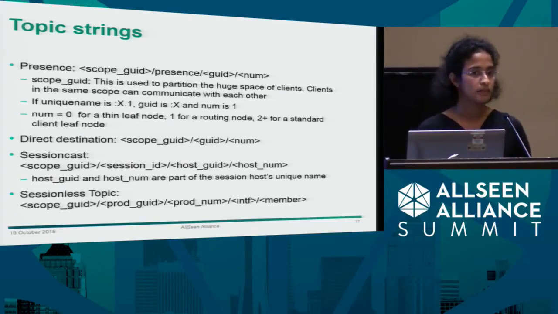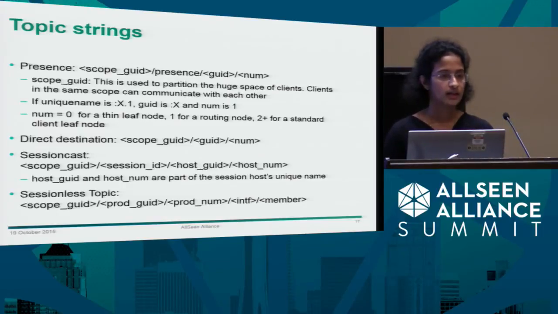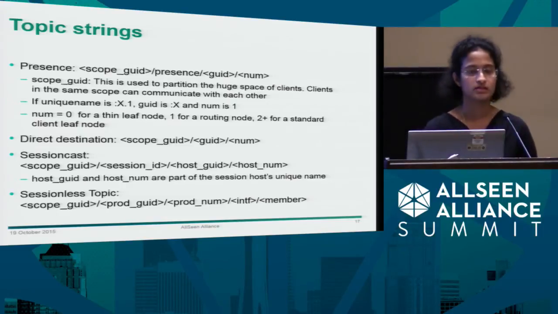The direct destination topic is the unique name topic that I mentioned before, and that is the scope GUID, followed by the GUID, followed by the number. The session cast topic that is used for session-based messages is the scope GUID, followed by the session ID, followed by the host's GUID and number. And the session list topic that I mentioned before is basically the scope GUID, followed by the provider's, that is the session list emitter's, GUID and number. And at the end, we see the interface and member of the session list signal.